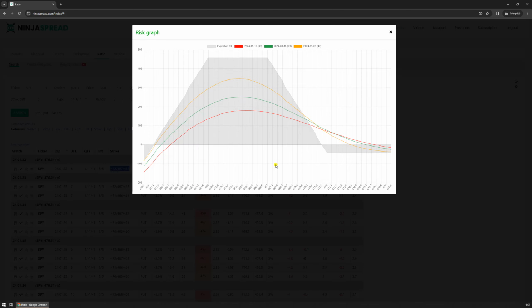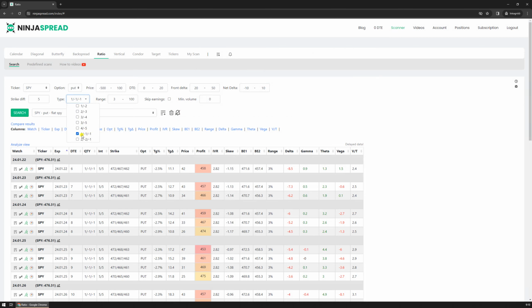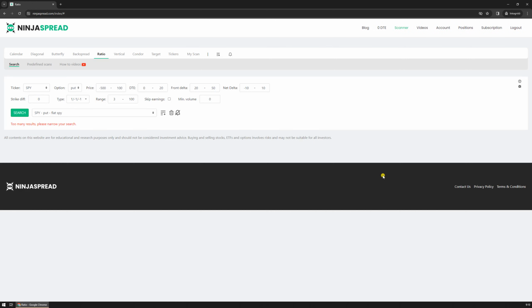And if you click on the risk graph, you see it's like a condor, but it's a ratio condor type of strategy. So using this type of scanner, you can look for ratio spreads with these strike combinations. And if you don't want to specify the strike differences, you can always use 0 and now search for it.